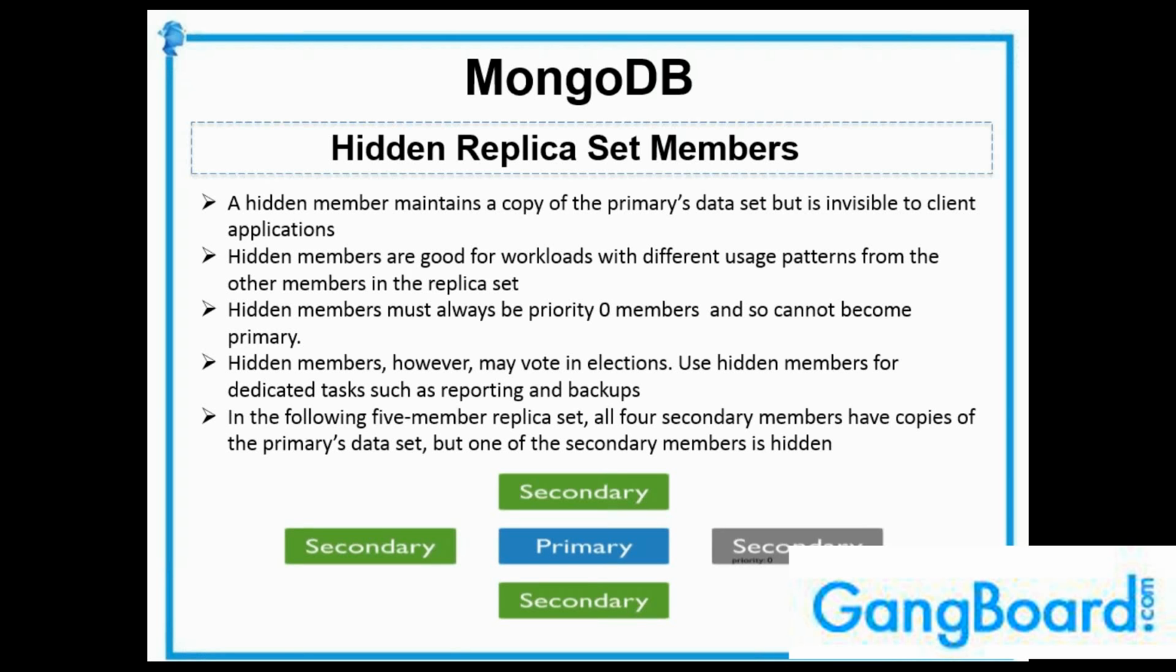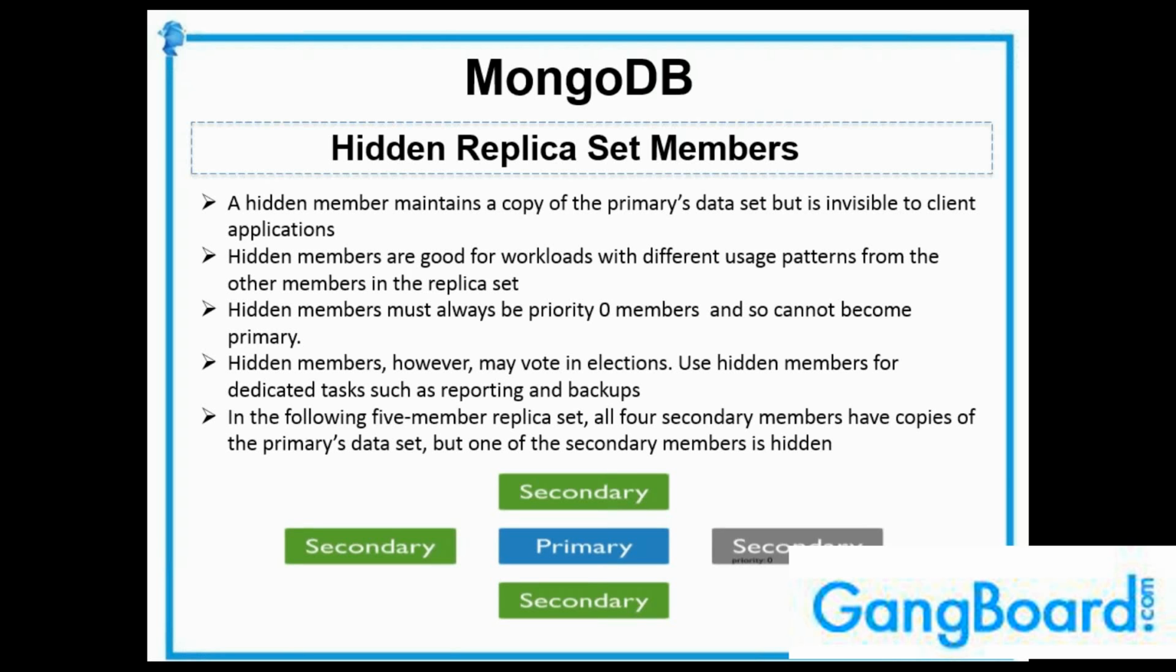If you want to make that member become a primary, you need to set priority more than 1. That we have seen. Now we are seeing hidden: true. Hidden true means that this node will be part of the replication, and this node will not be visible to the client drivers.